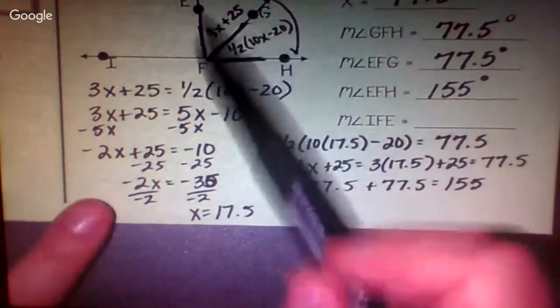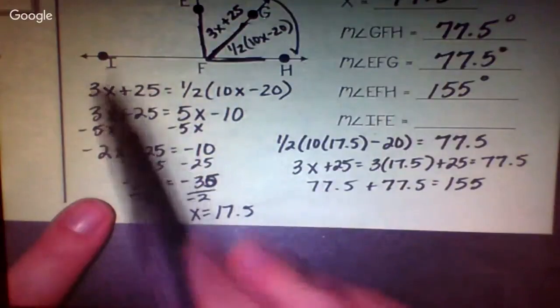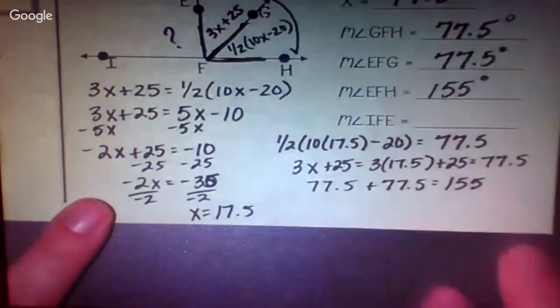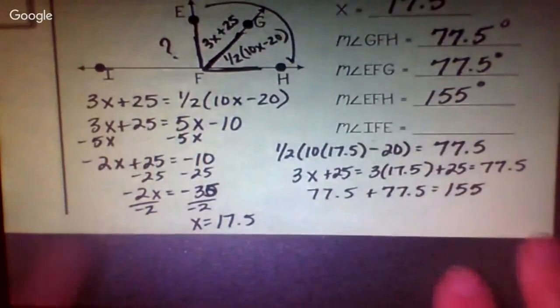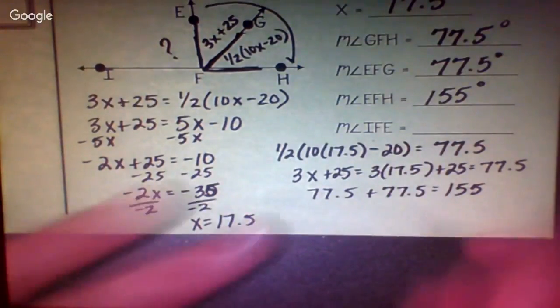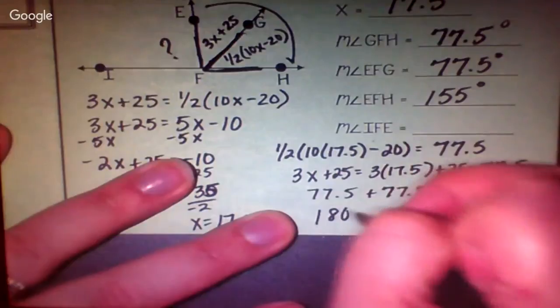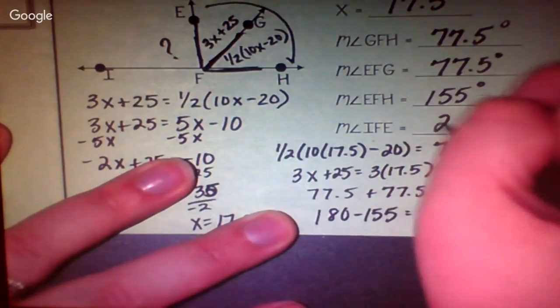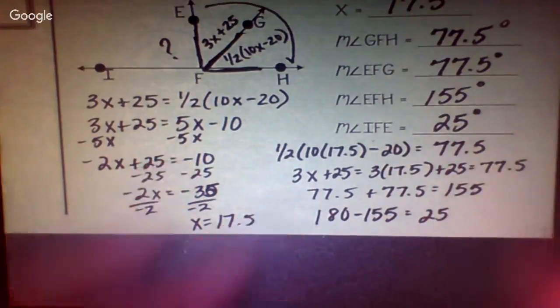Okay. Well, if this section's 155, they want to know what is IFE, this section over here. How do I find that? What does it create altogether? 180. It creates a straight line. So if this part of it's 155, the other part of it's what? 25. 25 degrees. Fantastic. Okay, so that one kind of put it all together.